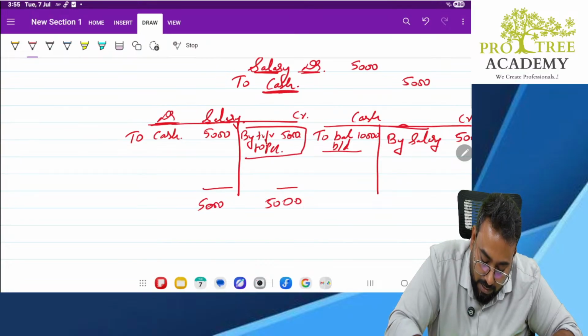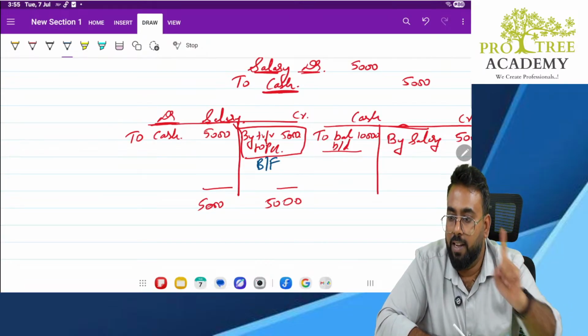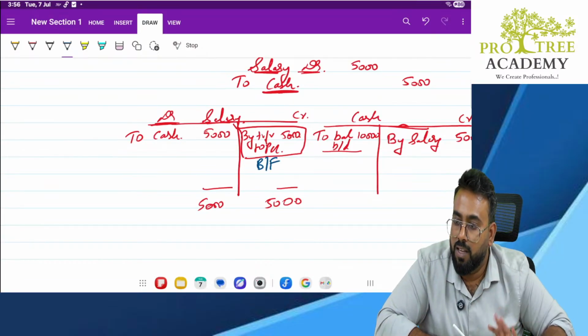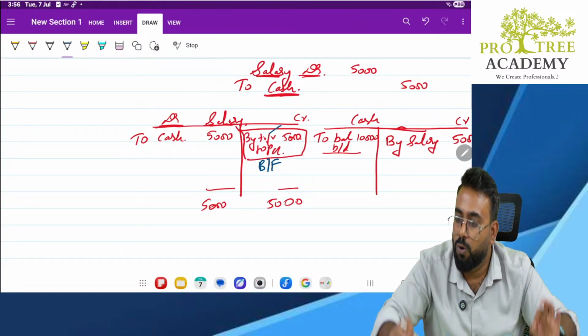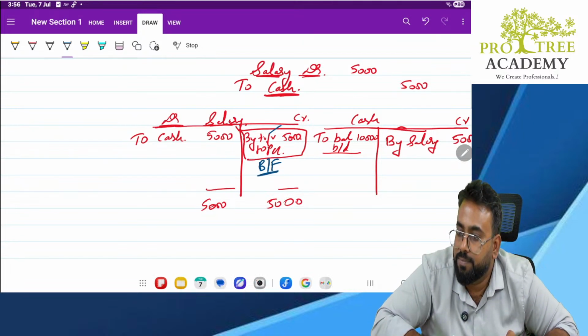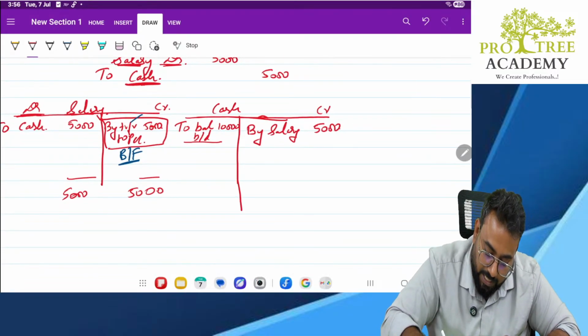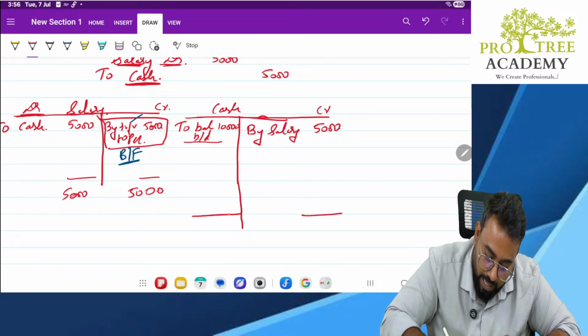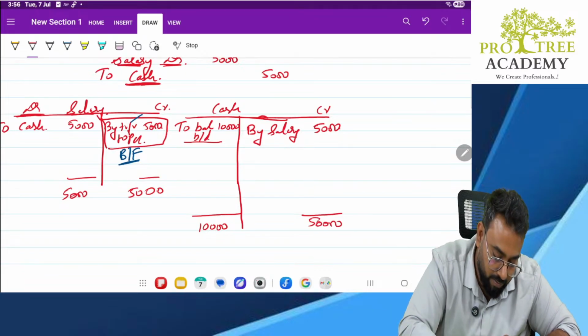This is called a balancing figure. So why is it called a balancing figure? What is the rule? Debit, credit should be balanced. This is playing the role of balancing. Correct or no? So that is why it is called a balancing figure. Clear? Is everybody understanding? Now let's come to cash. Now, cash is an asset. Which balance should it have? Shall we test it? Which balance is it having?